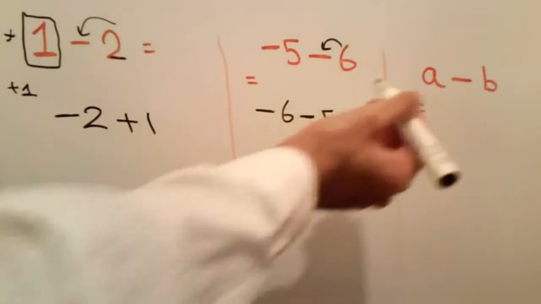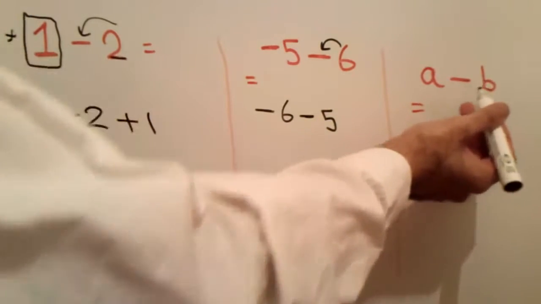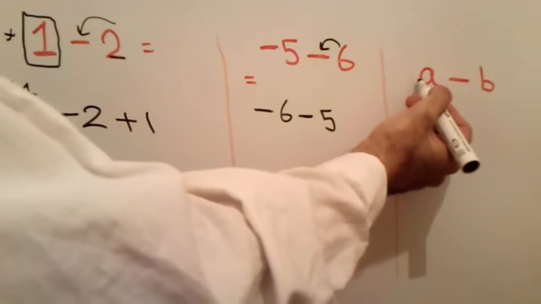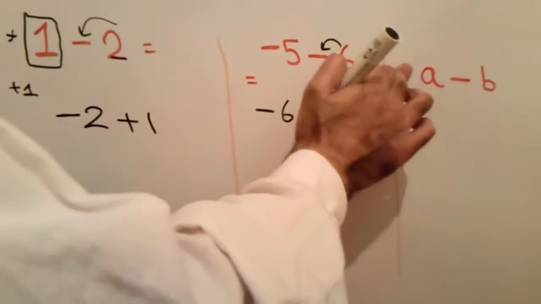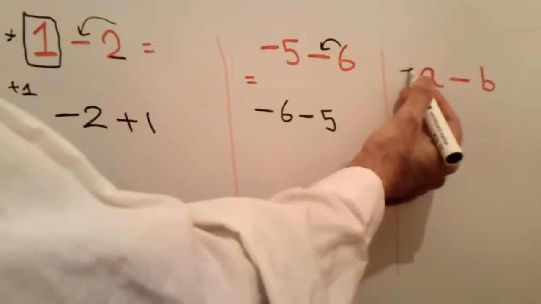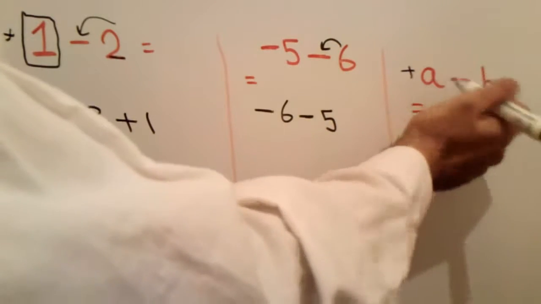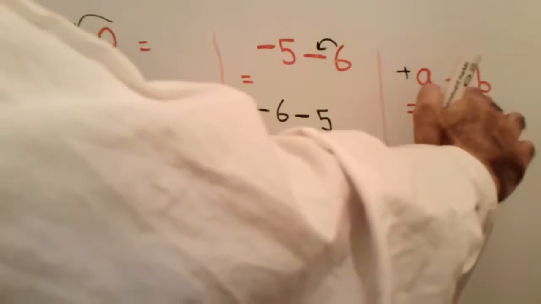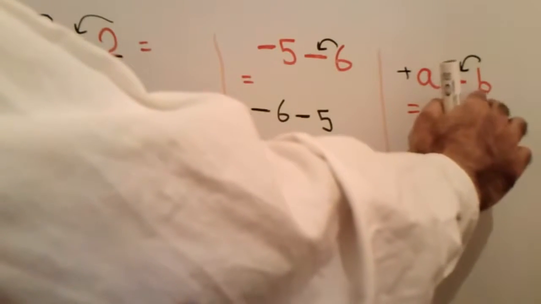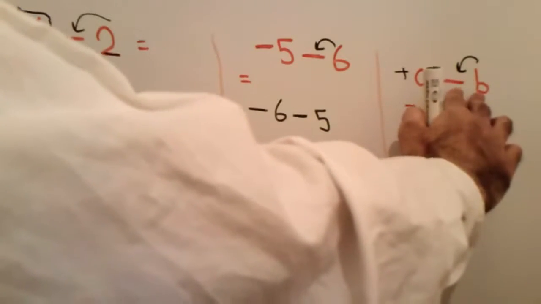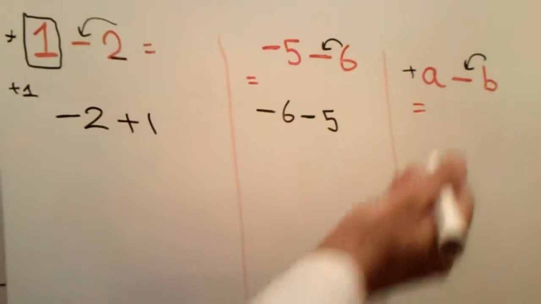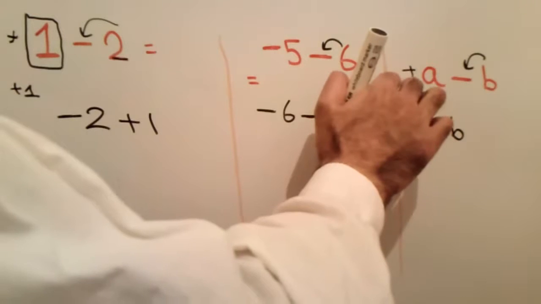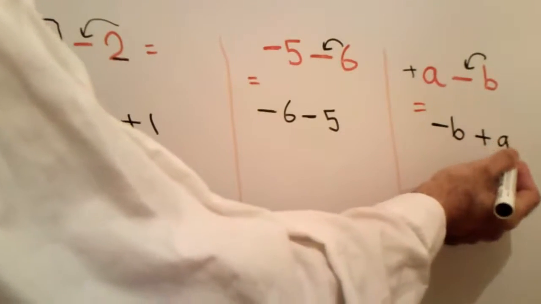Okay, so let's move on to the next one. A take away B. How could we rewrite that using this approach? Now the sign of A is positive. There's no sign there, so that means positive. The operator here is take away B. When we're swapping this around, you take whatever's on the left hand side as a sign, so it becomes minus B. You can rewrite that as plus A.